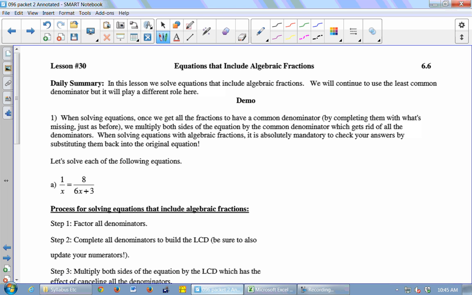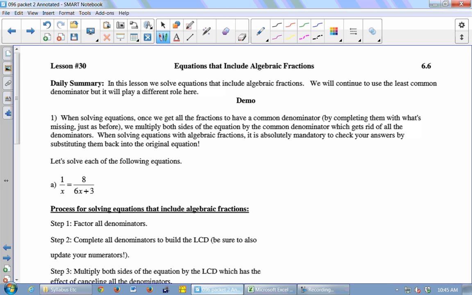Okay, so in this lesson, we're going to solve equations that involve algebraic fractions. We're going to continue to use the least common denominator, but it's going to play a little bit of a different role today. When you're solving equations, you get all the fractions to have a common denominator by completing them with what's missing, just like we did when we were adding and subtracting them.